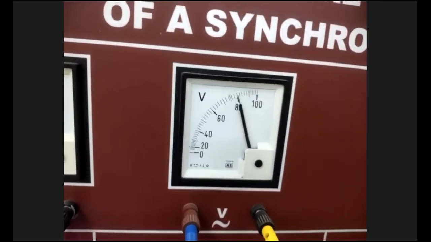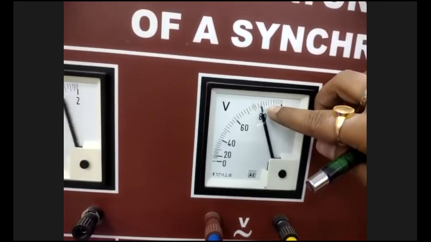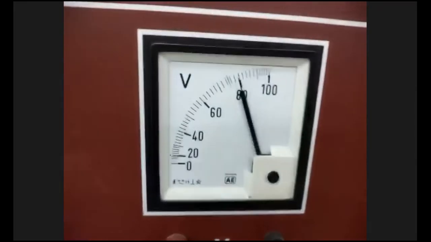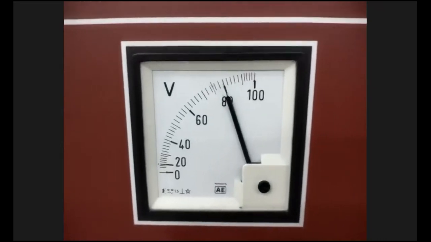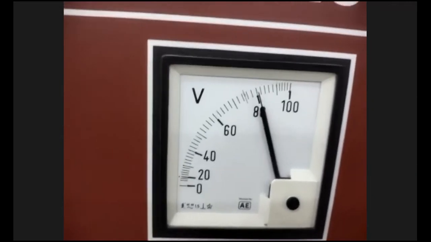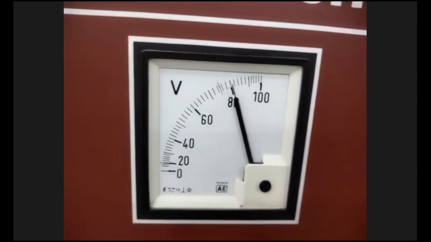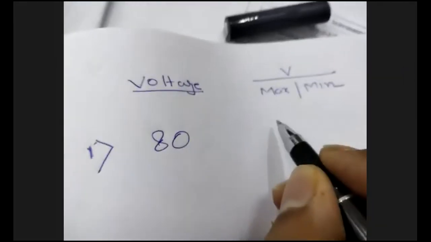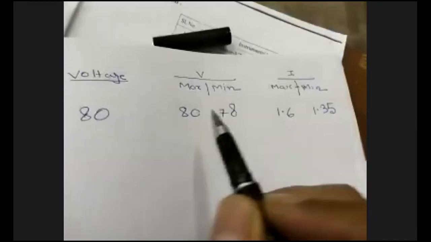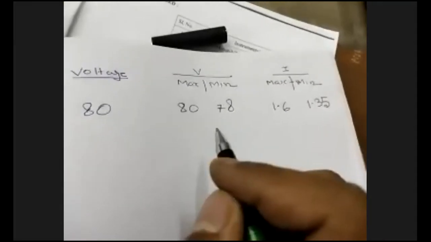So it is going from 70 to near about how much? 78 to 80, right? Yes or no? So the maximum value of the voltage is 80, and the minimum is 78. So both ammeter and voltmeter are deflecting. I already told this in the theory portion. Okay.